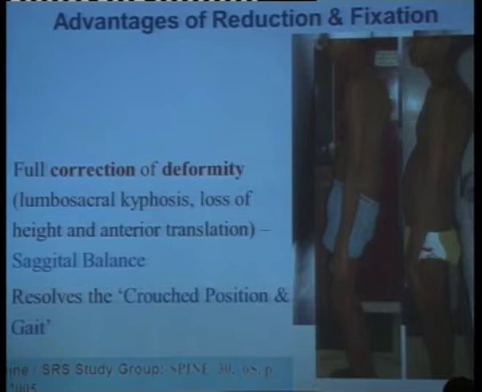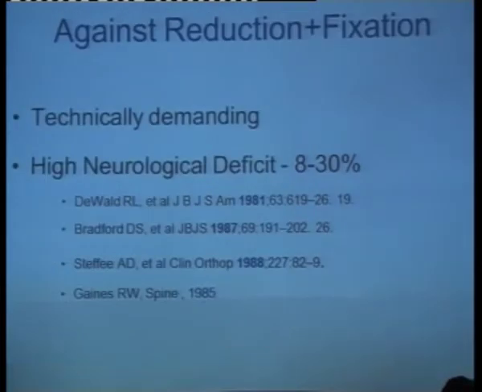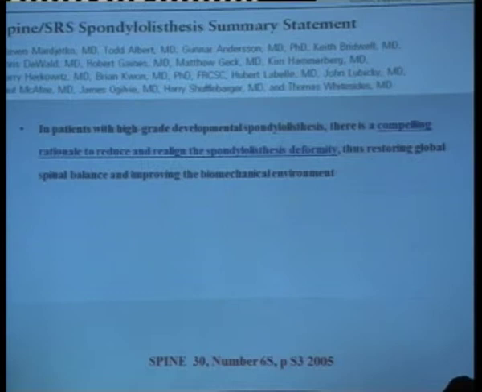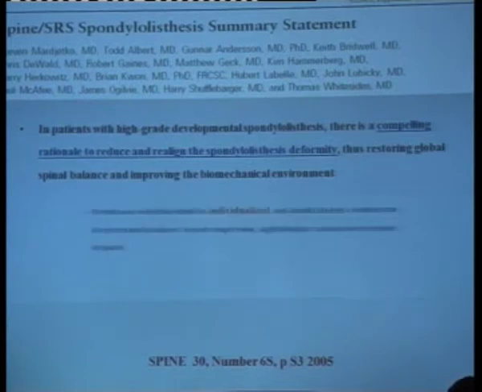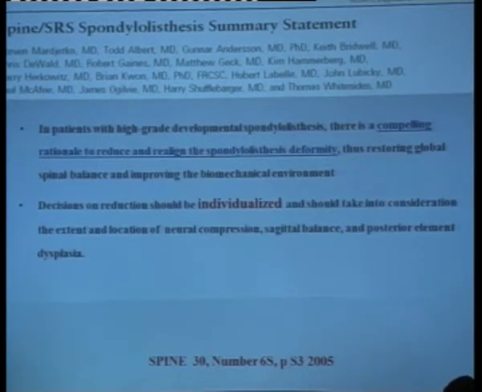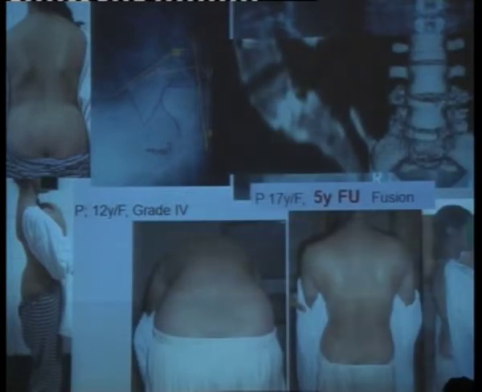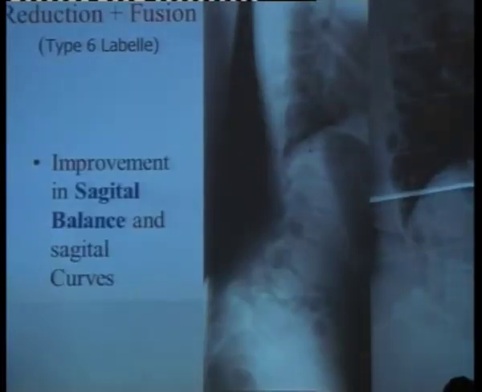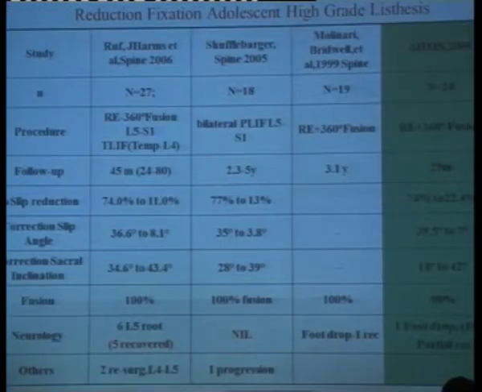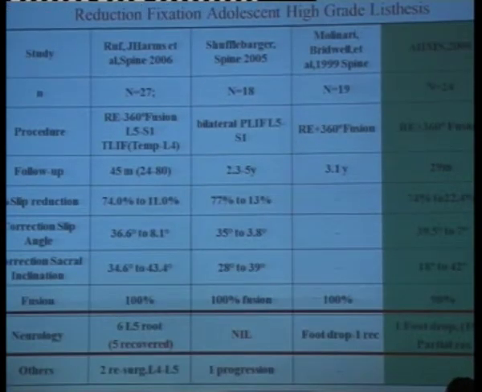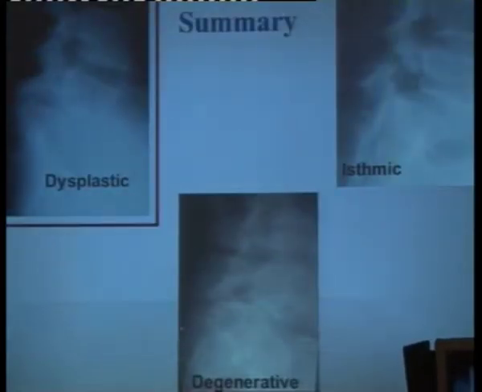Reduction corrects the deformity and resolves the crouch gait. However, it is very technically demanding and has high neurological deficits. But there are papers, the SRS spine spondylolisthesis study group, which says there's a compelling rationale to reduce it. If you have the means, if you have the skill, by all means do it and you'll get good results. Especially in these high-grade listhetic patients, they do well and they correct well, the alignment is good, the deformity is corrected, and the sagittal balance is restored. And now with good techniques and with root monitoring, the neurological deficit is reduced.